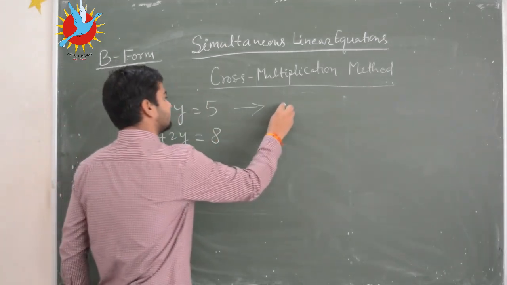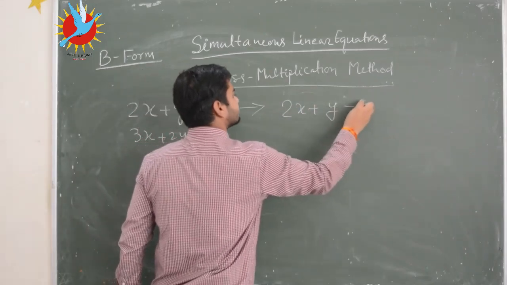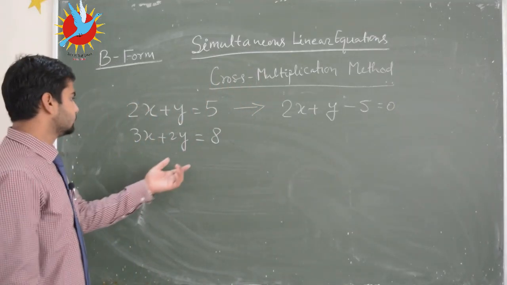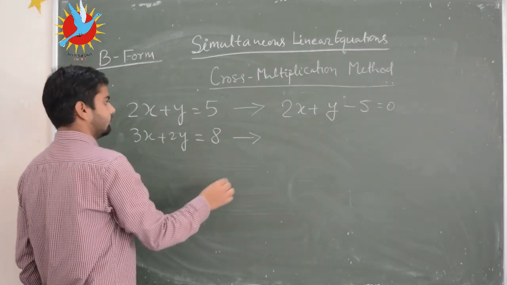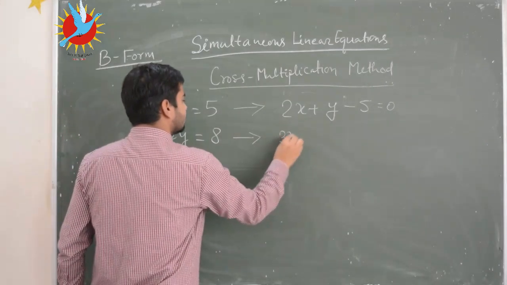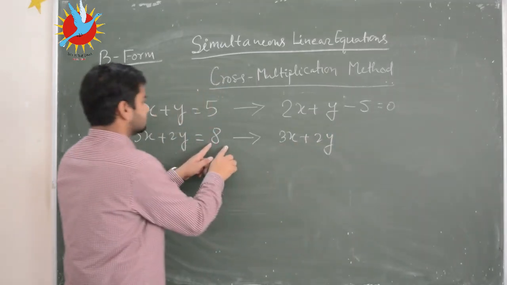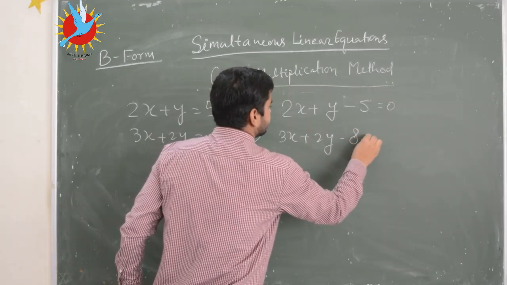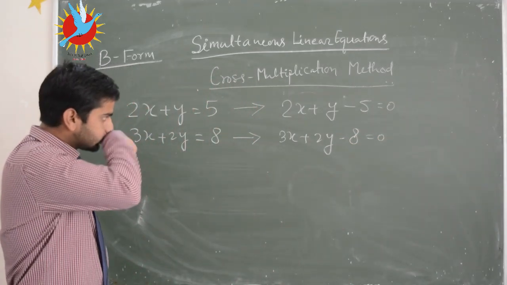The standard form is where we move the constant term to the left side. So the first equation will become 2x plus y minus 5 equal to 0. Okay, equation 2 is not in our standard form, so first make it standard. So it will become 3x plus 2y, and this is plus 8, so if we move it to the left side, it will become minus 8 equal to 0. Now the equations are in our standard form.